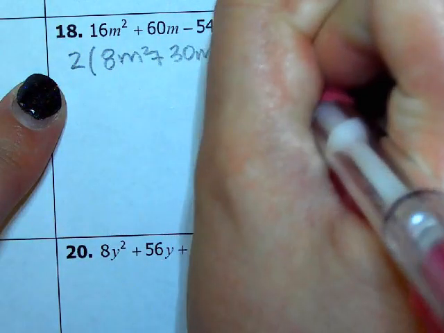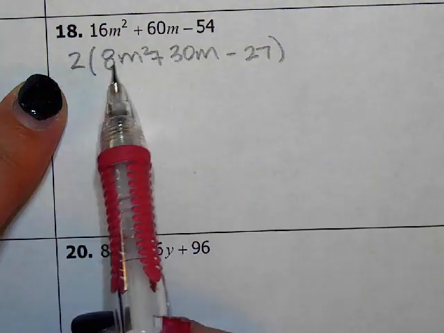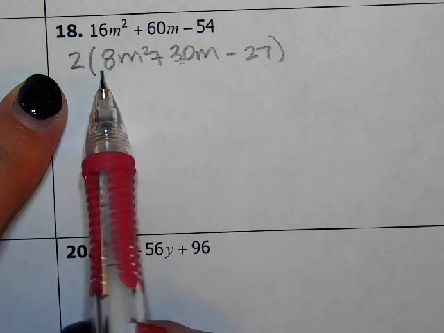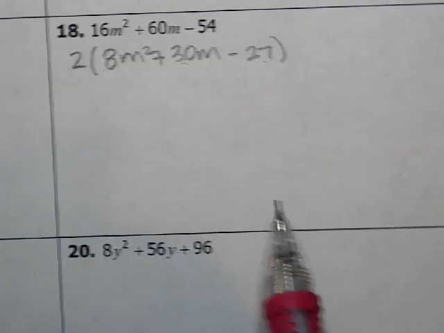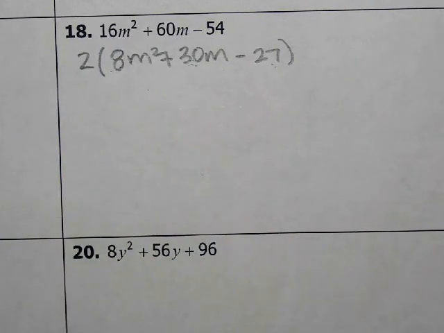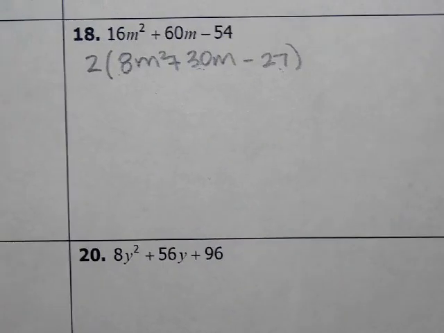27. Well, do these have a GCF? 8, 30, and 27? Okay, so that means we got the GCF out correctly when we took out the 2. Okay, so we took a GCF out.